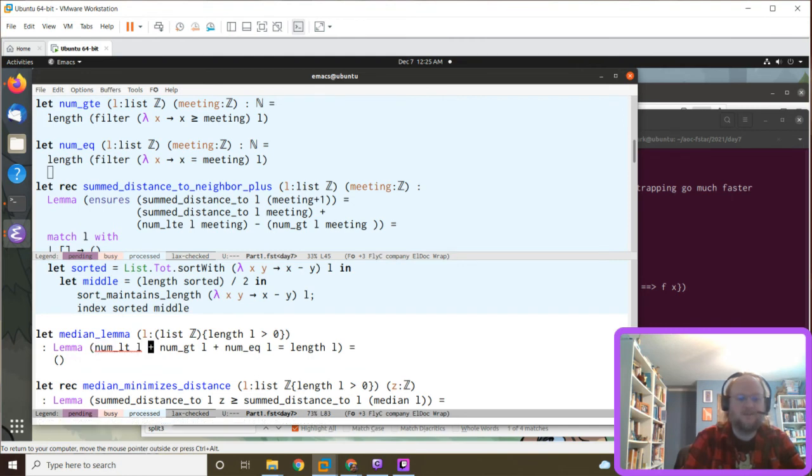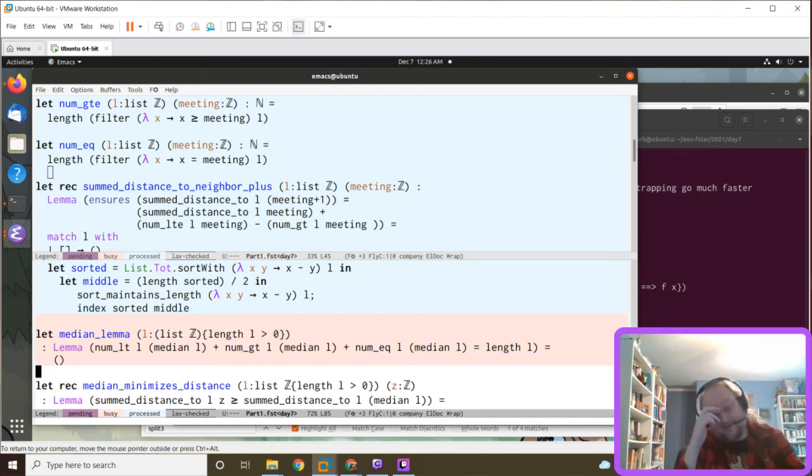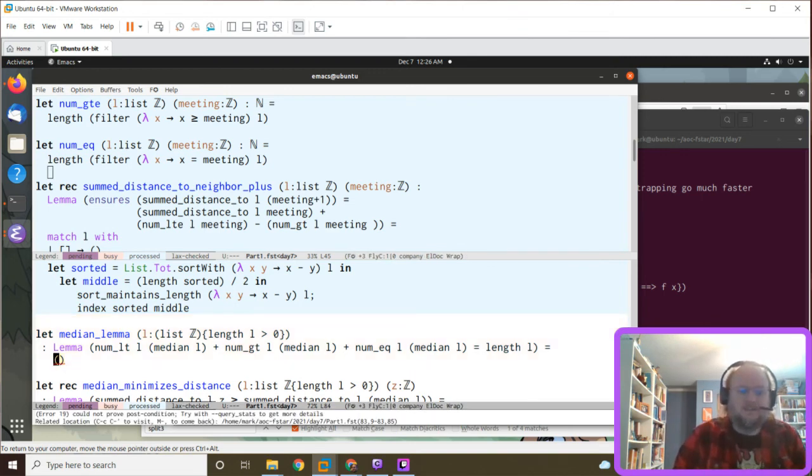Oh, num LT, median L. I mean, this trichotomy should be true everywhere, not just at the median. So maybe we should prove that first. Yeah, all right.